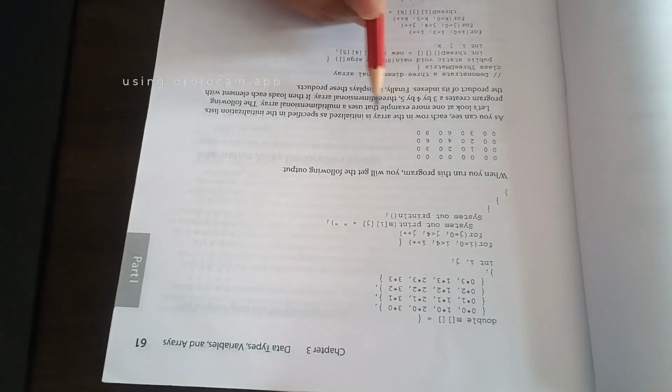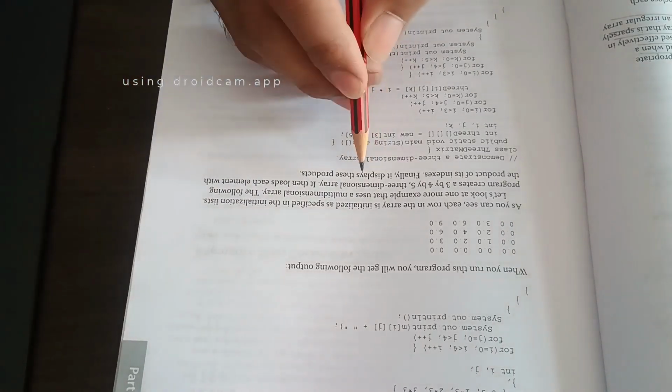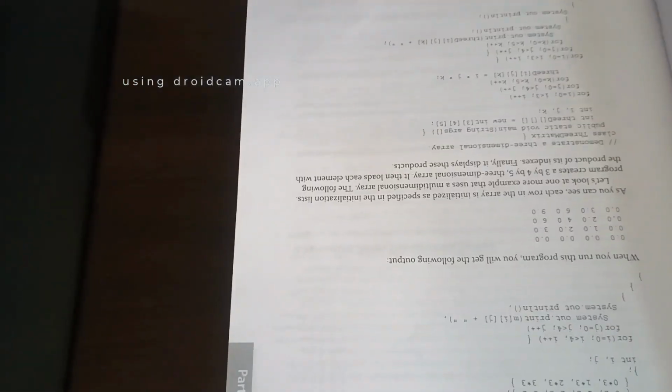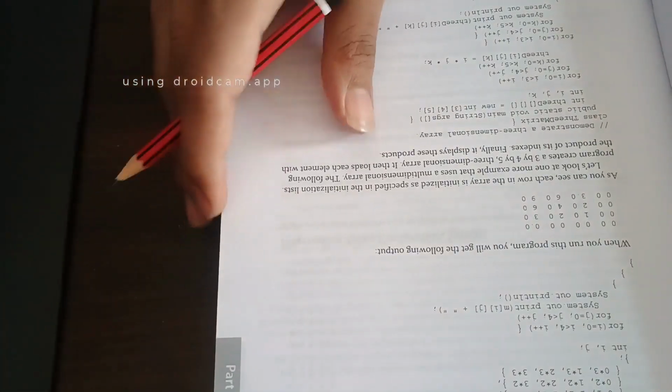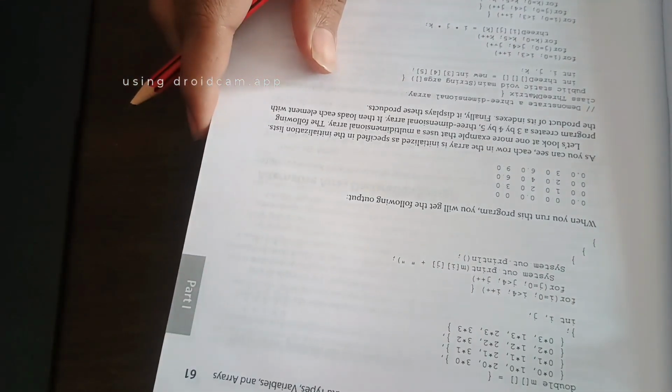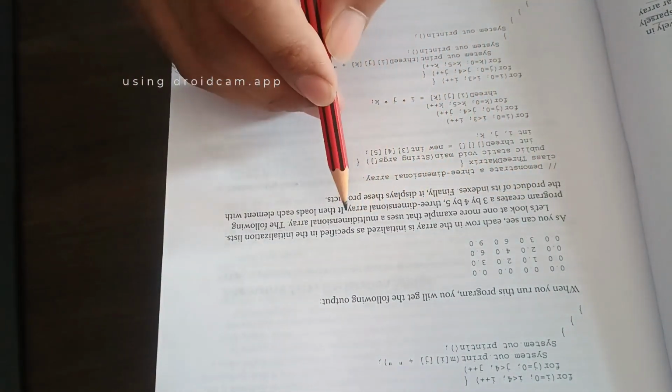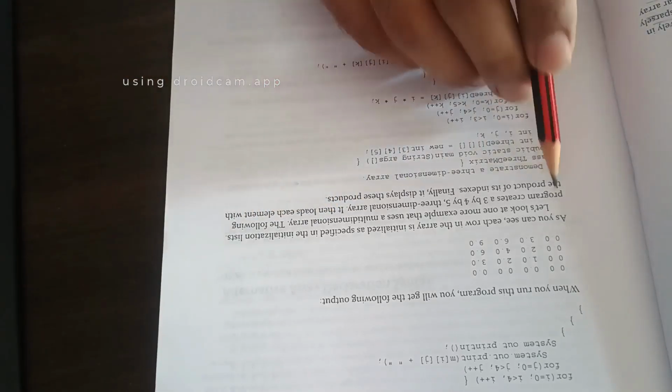As you can see, each row in the array is initialized. Should this be a little more close? Is this better? I don't think this is better. Yeah, this is right. So, as you can see, each row in array is initialized as specified in the initialization list.